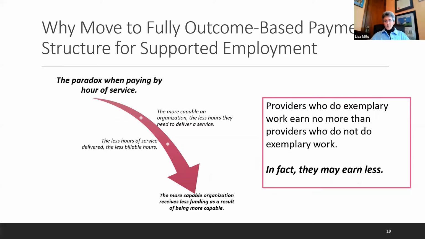Best practice supported employment typically means that the more capable an organization is, the less hours of service they need to deliver that service, the less time it takes them to find people good job matches, the less time it takes them to get them oriented and trained in their job so that the provider can step back. But with a fee-for-service model, any model that reimburses based on time, the more capable organizations, as a result of being more capable, actually end up getting less money from us. And that's a key problem that has undermined the growth of supported employment for a long time.